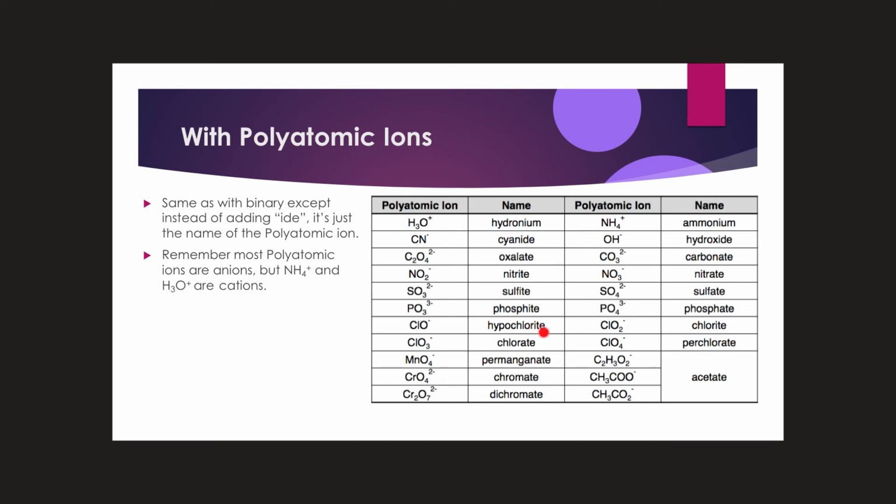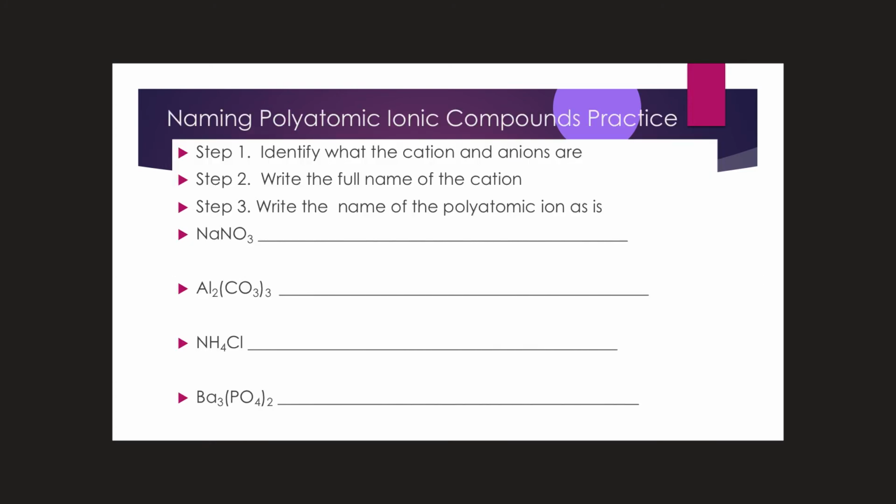Now there are two cation polyatomic ions: NH4, the ammonium ion, and H3O+, the hydronium ion. All the rest that we're going to deal with in class are the anions, or the negative ions. So just like you did before, the cation gets listed first, then the anion. If it's a polyatomic ion, instead of writing the word ide, you just write the name of the polyatomic ion. Let's show you some examples.